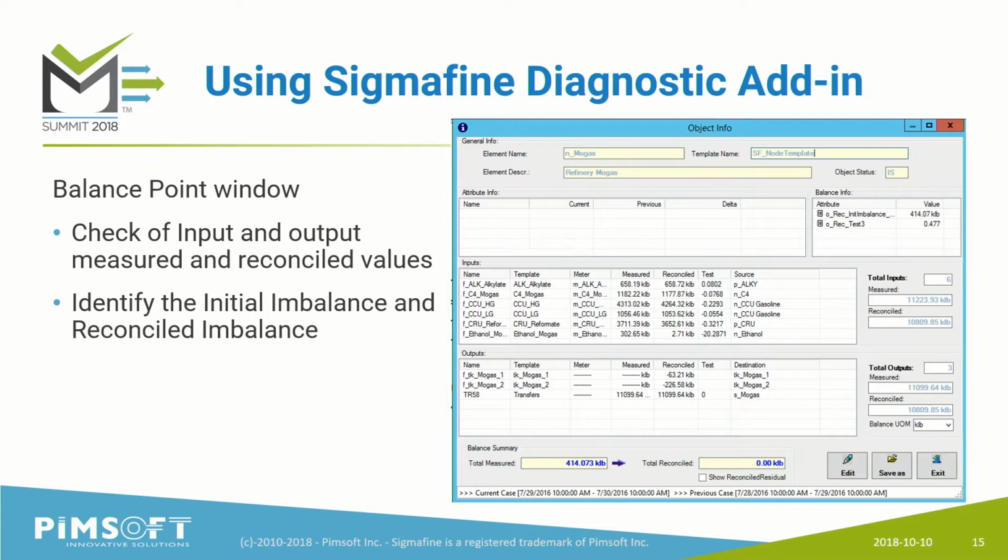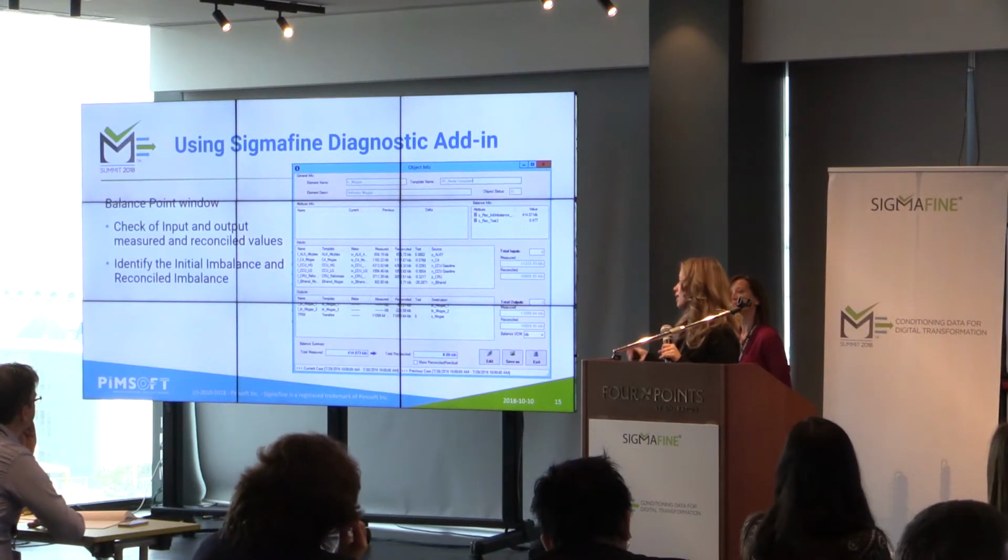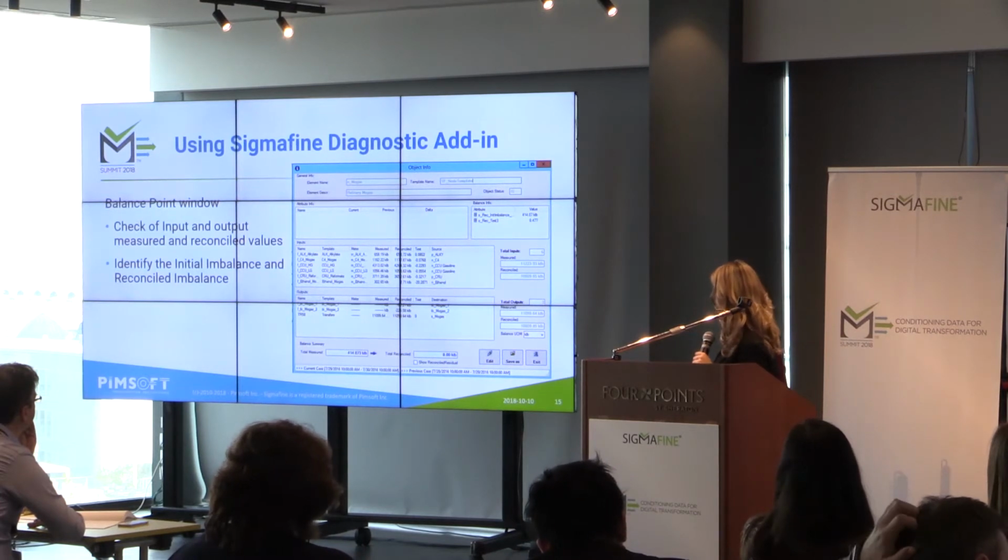We can also use the balance point window in order to check inputs and outputs in terms of measured and reconciled values, and as well identify the initial imbalance and the reconciled imbalance.